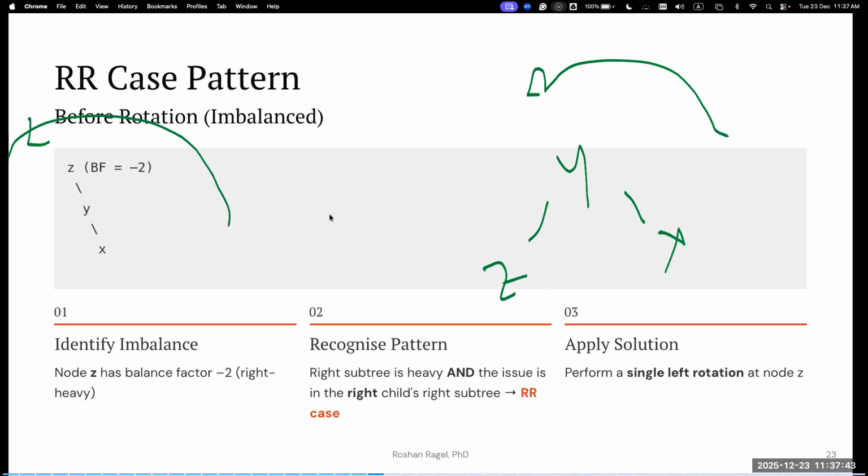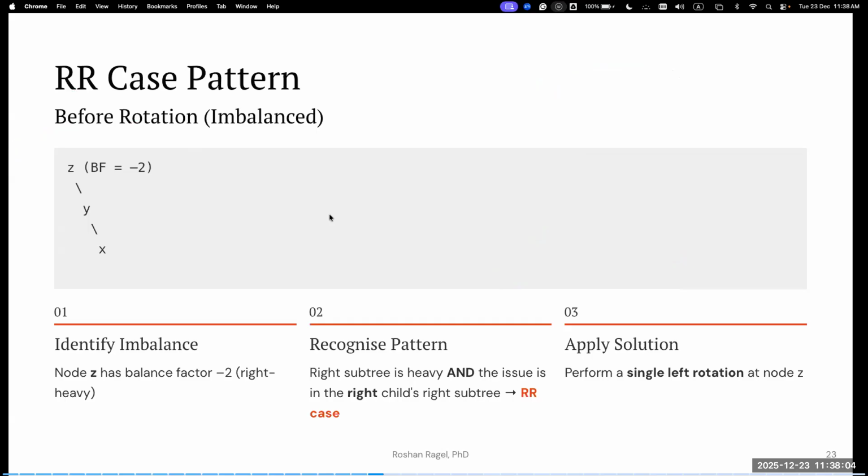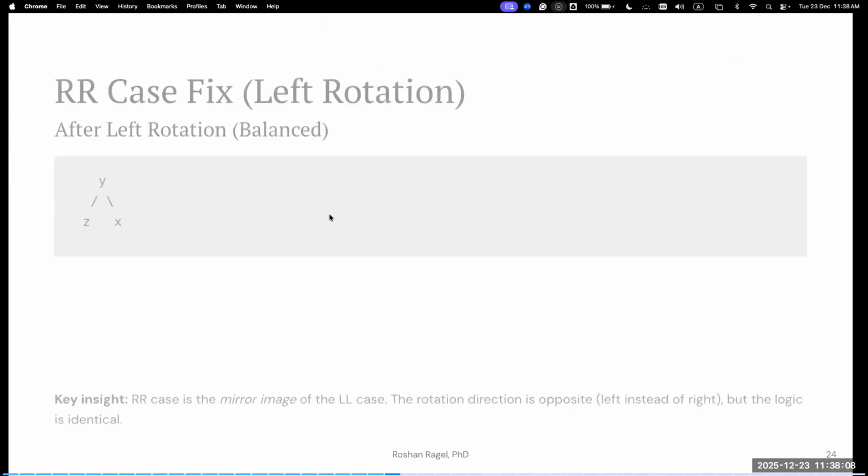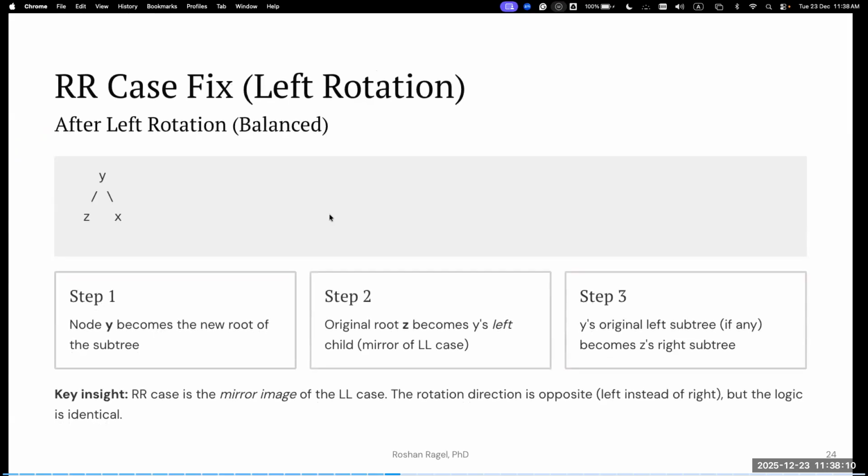So if we have an RR case, where the right node of the right subtree is the cause of the imbalance, we'll do a left rotation. If you have an LL case, where the left node of the left subtree is the cause, we'll do the opposite, the right rotation. The right and the left rotations are what we are going to do there. So those are the first two cases. So the next, so this is the balanced one after doing the rotation.